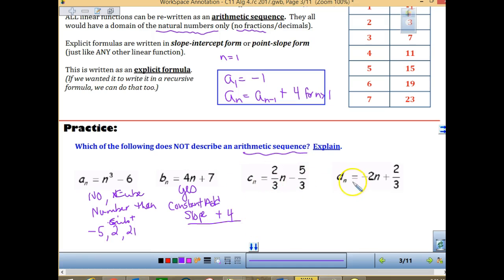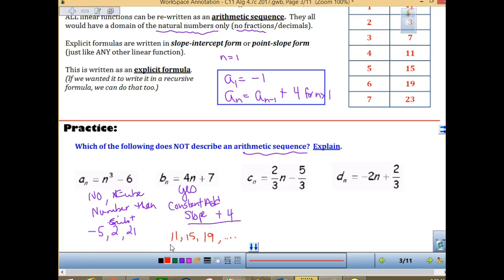Okay? So I want you to look at the next two, and if it helps you to determine, write the numbers out. So like in this one, if I would have plugged in 1 here, I would have had 11. And if I would have plugged in 2, I would have had 15, right? And if I would have plugged in 3, I would have, okay? I want you to talk to your shoulder partner and decide if you think the next one is arithmetic.